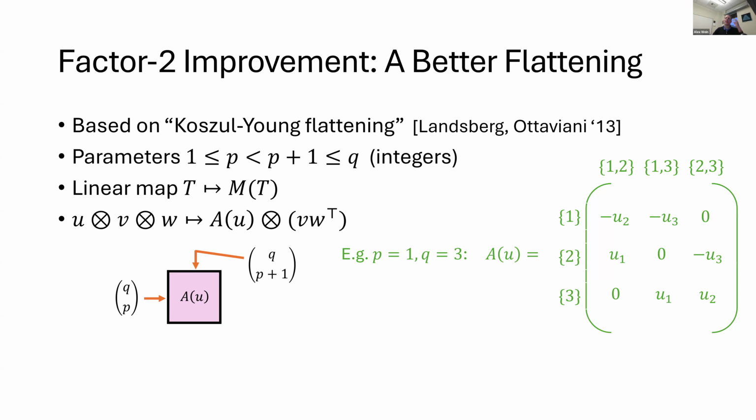On the row you have a subset, on the column you have a subset, and you put a non-zero entry there if this subset is a subset of that subset. And then the entry of U that you put in there is the missing element you need to add. And there's also a plus or minus one sign that I won't get into how it's chosen.